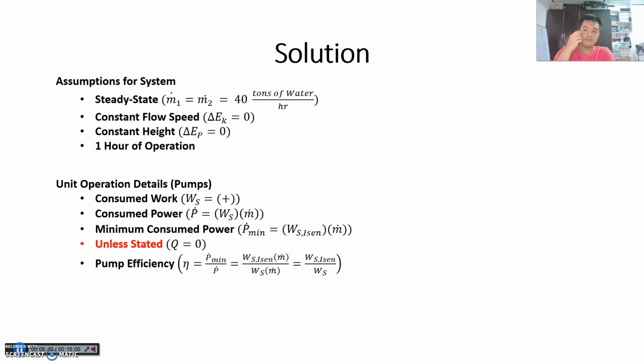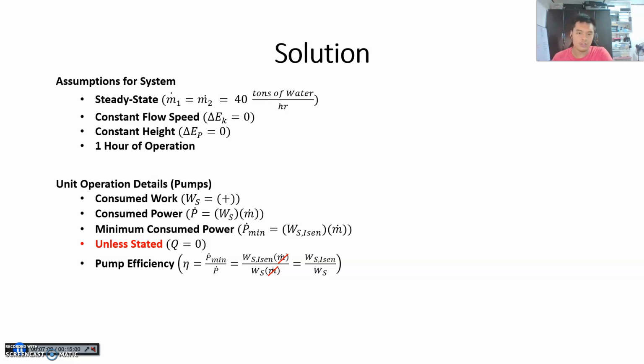And lastly, the pump efficiency. The pump efficiency equals the minimum power required over the power actual. Then we substitute the formula for the power. Then we cross out the mass flow rate sign. So this means that the pump efficiency is also equal to the shaft work at isentropic conditions over the shaft work at actual conditions.